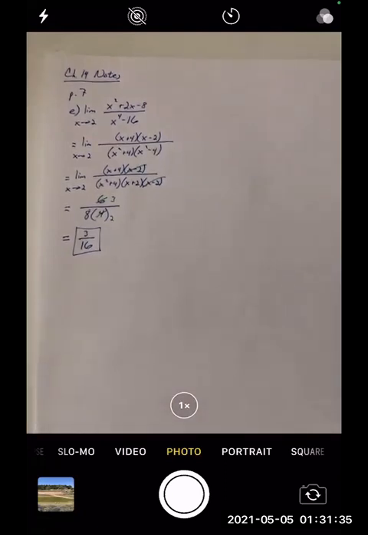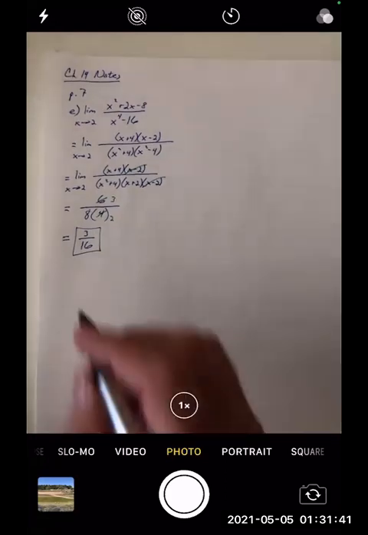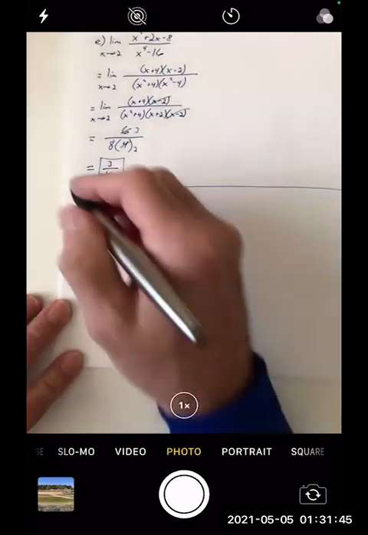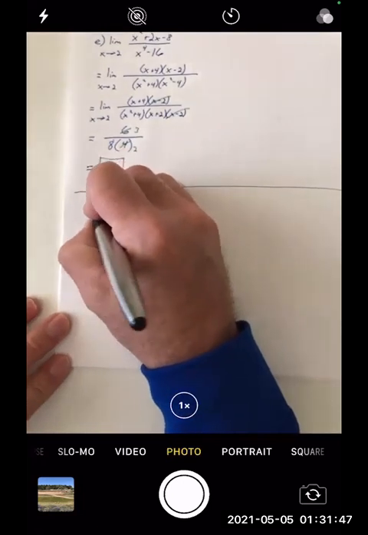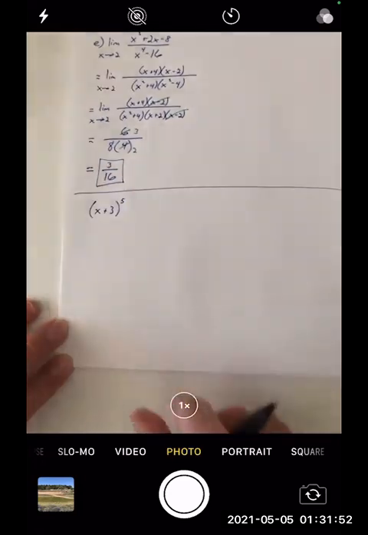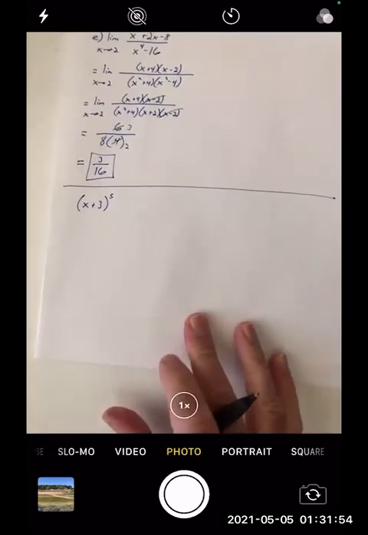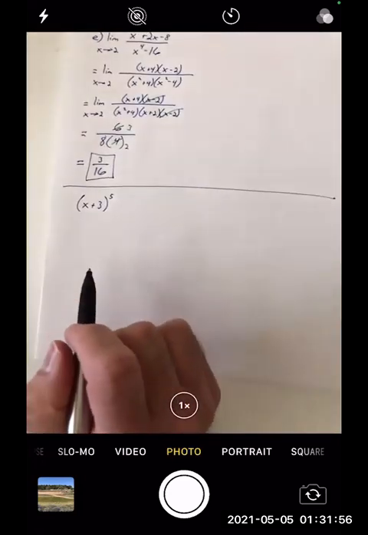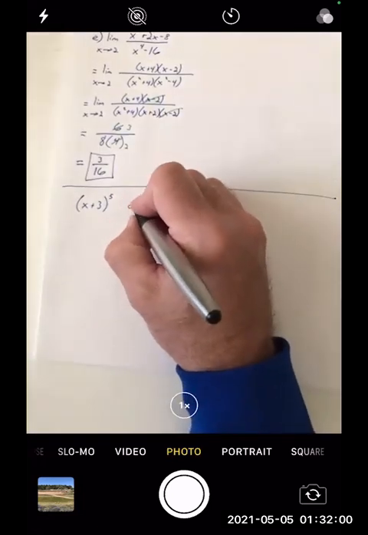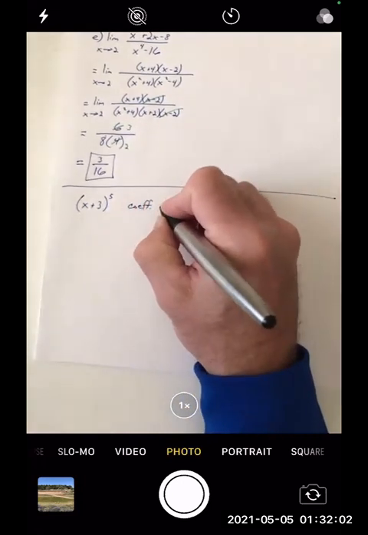How about on the last quiz, question 6, the expansion, what is the coefficient of the fourth term when expanding x + 3 to the fifth? Yes. Okay. So we have the coefficient of the fourth term when expanding.